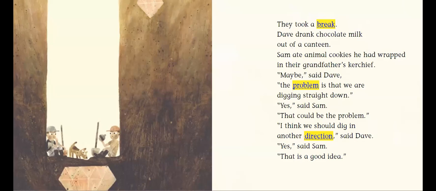So they kept digging. They took a break. Dave drank chocolate milk out of a canteen. Sam ate animal crackers he had wrapped in their grandmother's kerchief. "Maybe," said Dave. "The problem is that we are digging straight down." "Yes," said Sam. "That could be the problem." "I think we should dig in another direction," said Dave. "Yes," said Sam. "That is a good idea."